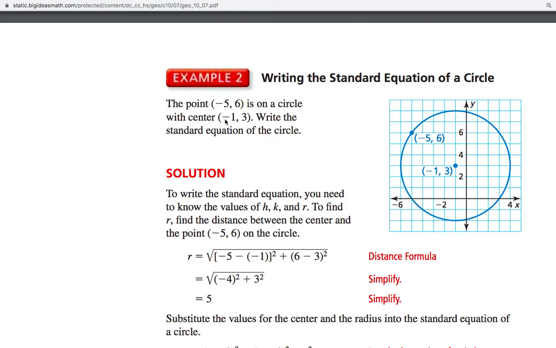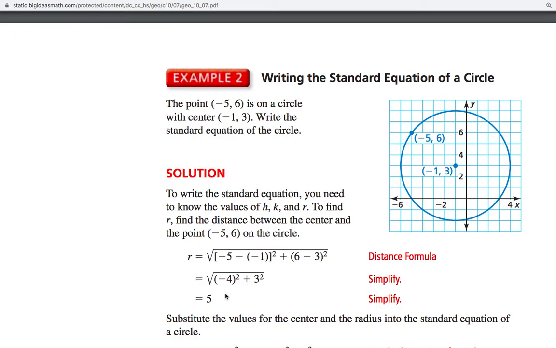We've got the point, we've got the center. Use the distance formula to find the radius. If we use the distance formula, the radius is going to be 5. And now that we have that, we use the center and the radius. The center is (-1, 3).